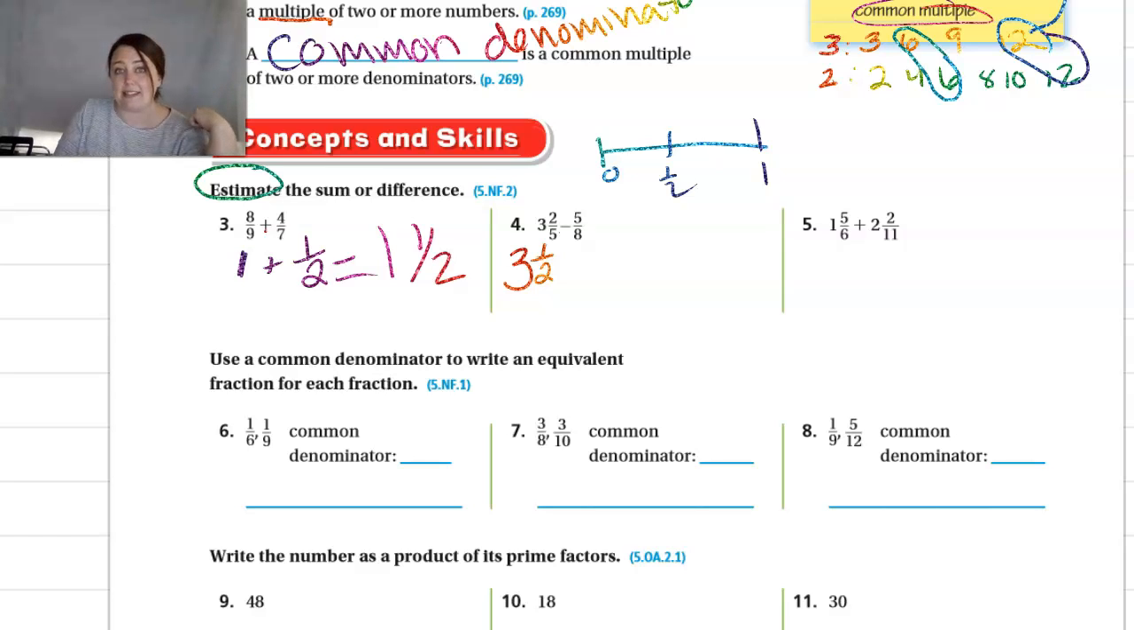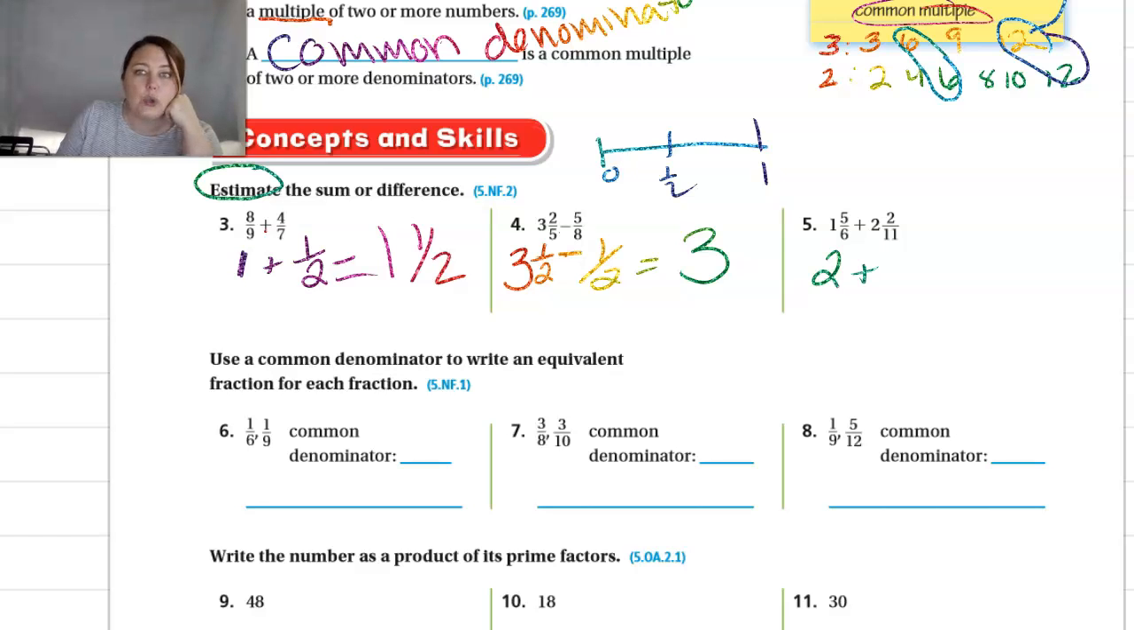Now 5/8. Half of 8 is 4. So I would say this is a half. 3.5 minus a half is just 3. All right, 5/6 is pretty close to 1. So this is 1 and another 1, or 2. 2/11. Well, half of 11 is like 5.5. 2 is really far from that. So I would say this is 0. So this becomes 2 plus 2 is 4.